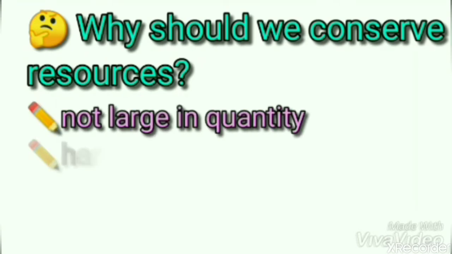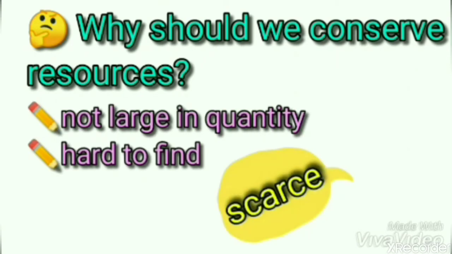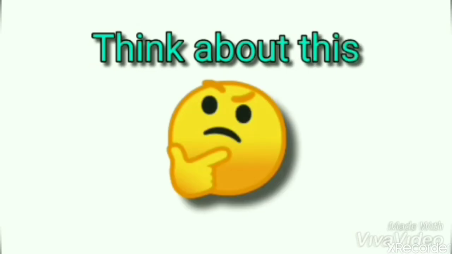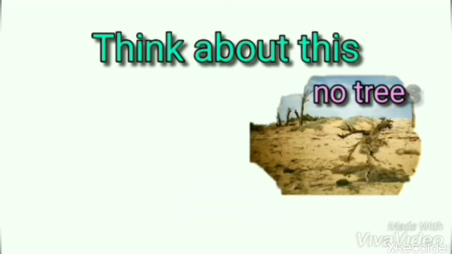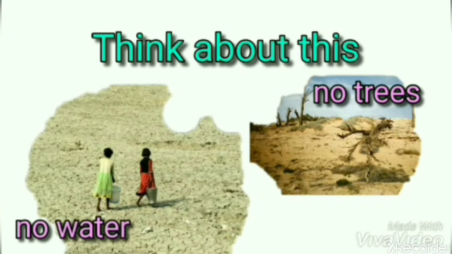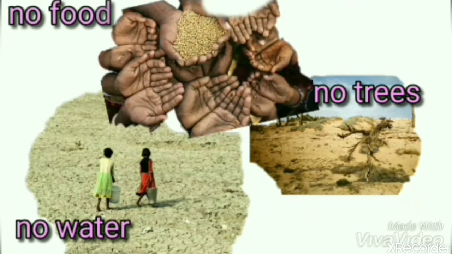It is necessary to conserve resources because many resources are not large in quantity and also hard to find. If we use them unnecessarily, then they can be finished. Just think about it. If there are no trees for shade, no water to drink, and nothing to eat. So if right now we are not careful, the resources can become very scarce and can even finish.